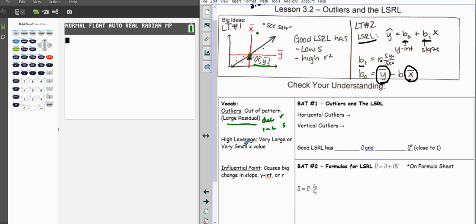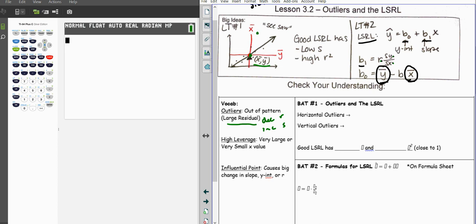High leverage points have very large or very small x values. So if we have these very large or very small values way on the outside here, those are leverage points. They will bring the slope up and down depending on what we have. If they are on the line, they will create a seesaw effect and go up and down. Influential points are those that cause a change in slope, y-intercept, or r. So they cause big changes in the slope.